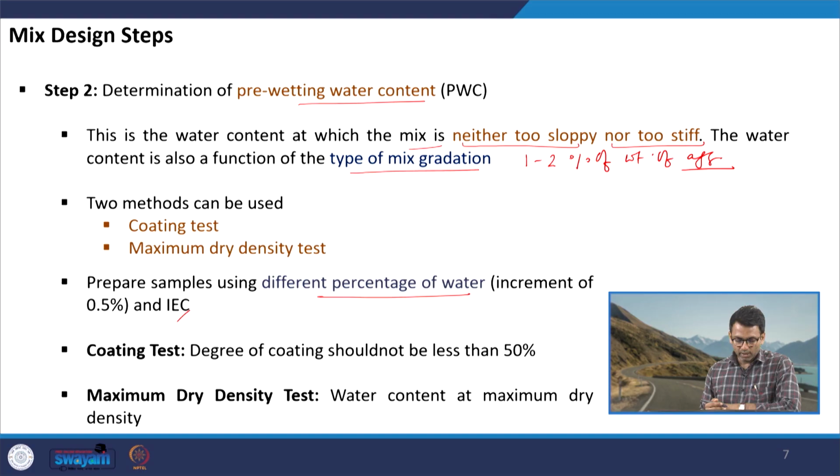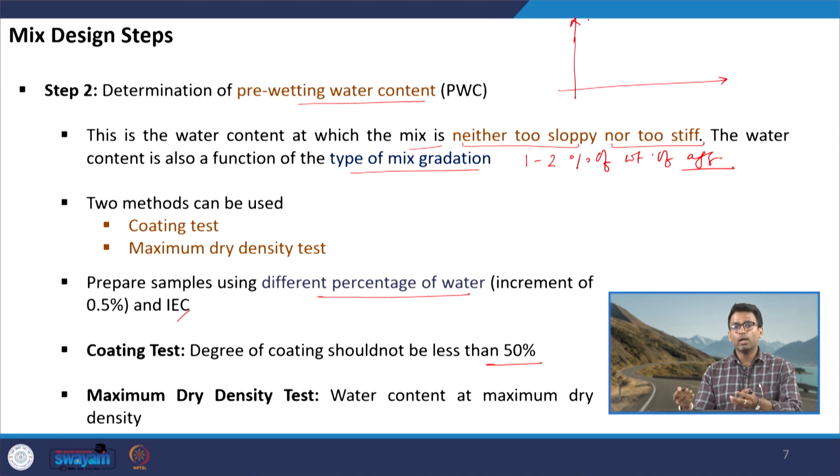Then, if I am using the coating test, I will just visually observe the mixture. In the coating test, when I observe the mixture, the degree of coating should not be less than 50%. If so, I keep on increasing the water content, and the water content at which the degree of coating is greater than 50% can be taken as the pre-wetting water content. But this test is more or less subjective in nature. It depends on the visual observation. The other method which can be used is the maximum dry density test.